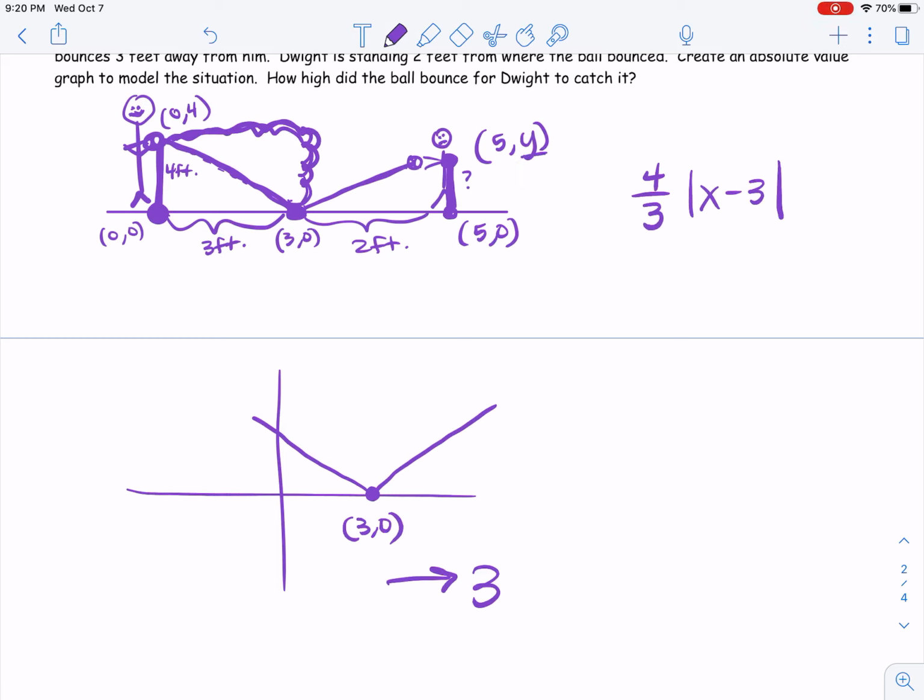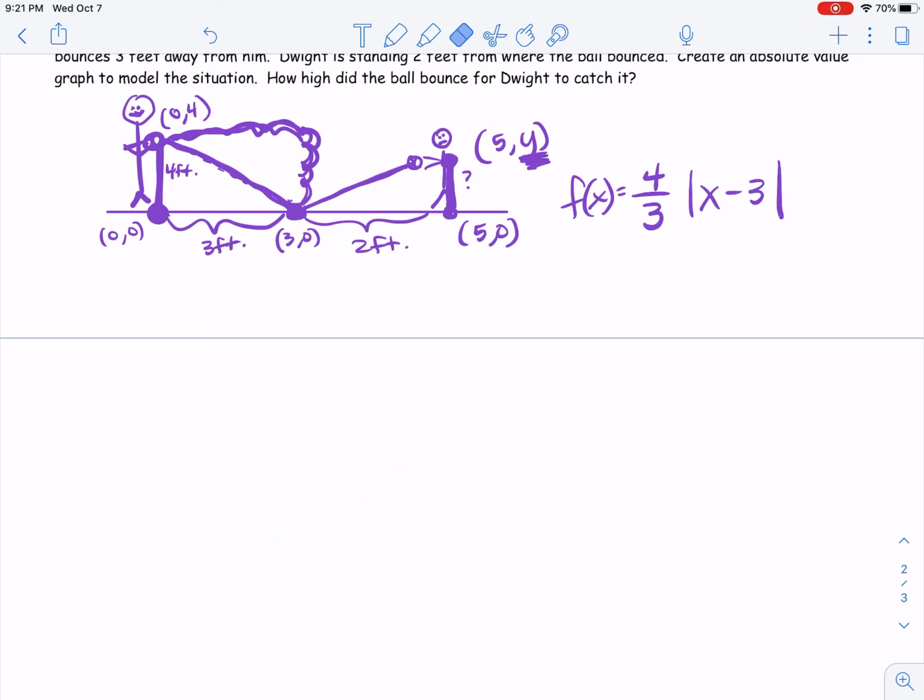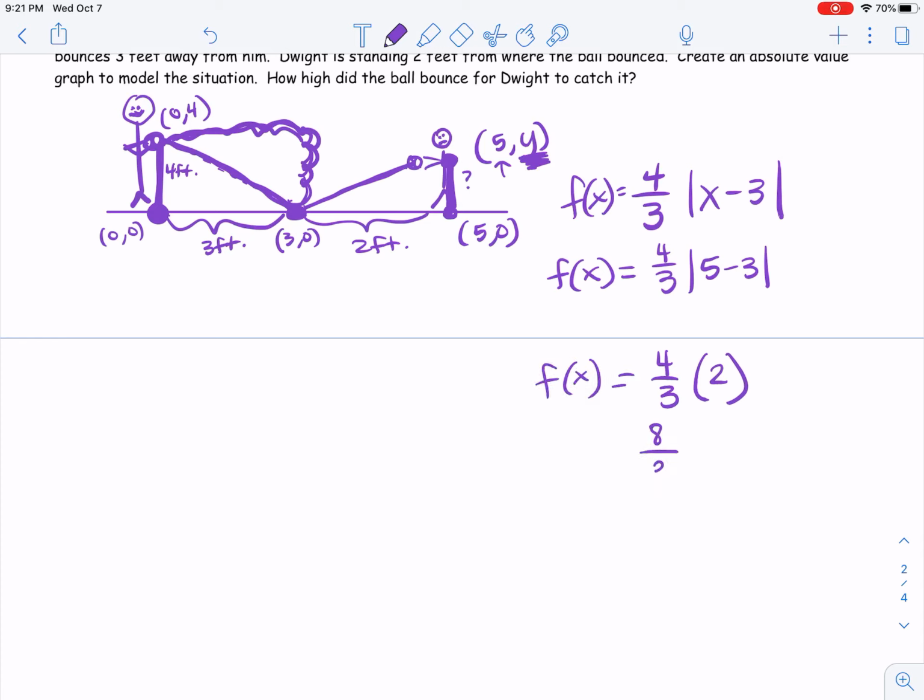I'm trying to figure out this value of y. So if this is my function, then I can solve that for y by plugging in the value of x that I know. Okay? f of x is equal to 4/3 times the absolute value of 5 minus 3. Well, 5 minus 3 is 2. Absolute value of 2 is 2. 4/3 times 2 is 8/3. But realistically, what does that translate into? 2 and 2/3 of a foot. That makes more sense. And so that's where Dwight catches the ball. How high did the ball bounce for Dwight to catch it? 2 2/3 feet. The end. Okay, bye.